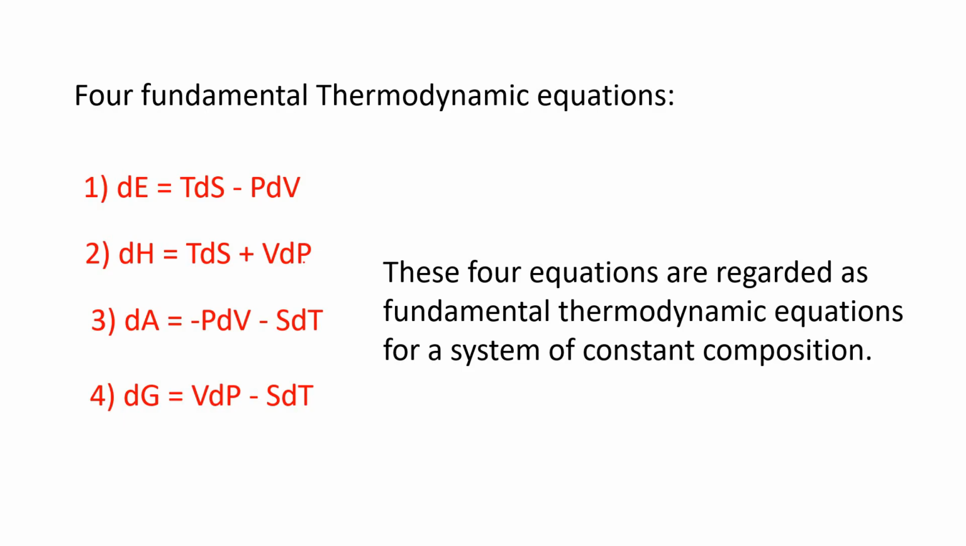So if we combine all these four equations: first one, dE is equal to TdS minus PdV. Second one, dH is equal to TdS plus VdP. Third one, dA is equal to minus PdV minus SdT. And fourth one, dG is equal to VdP minus SdT. These four equations are regarded as the fundamental thermodynamic equations for a closed system, that means where the composition remains constant.